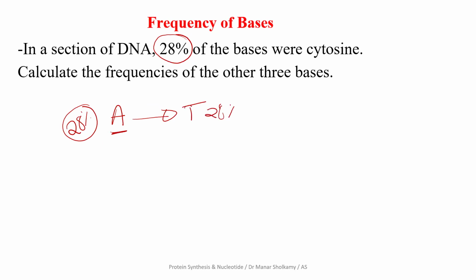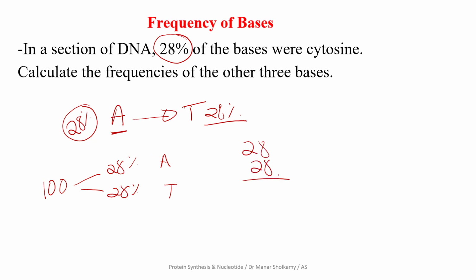28%. Okay, very easy. And then the other two bases, what will be the percentage of each one of them? 28%. So what is the total percentage? 100. I have 28% adenine. I have 28% thymine. So 28 plus 28 is how much? 56. So the other two bases will be 44 in total. Very good. So the cytosine and the guanine will be in total, how much you said, Adham?